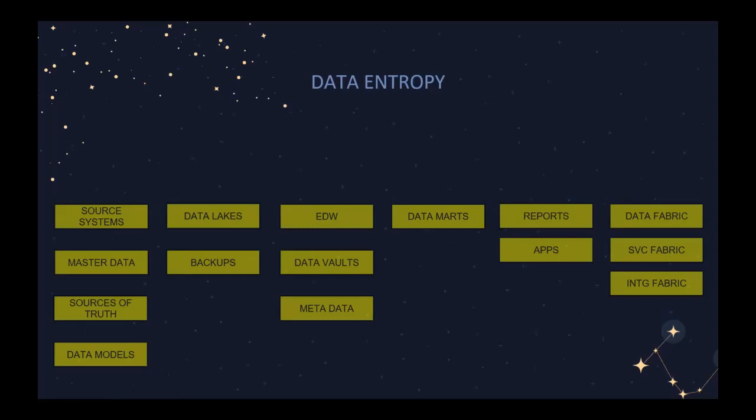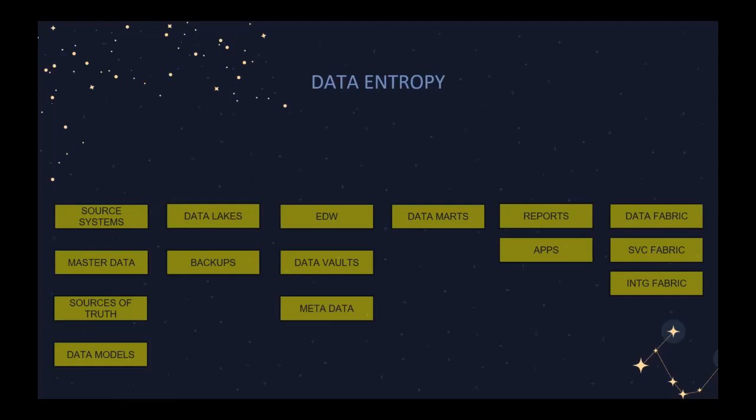So typically we've got source systems, master data systems, sources of truth, data models. We store them somewhere in the organization. Nowadays we have data lakes and backups that we keep. Data lakes sometimes are treated that way, where we bring structured and unstructured data inside. We've got the traditional enterprise data warehouse. Sometimes we have data vaults, which are modeled systems.